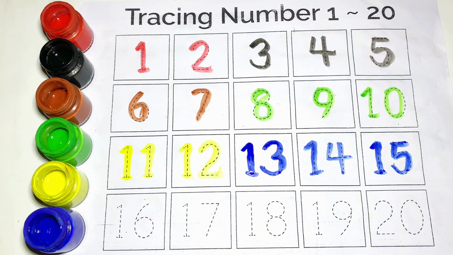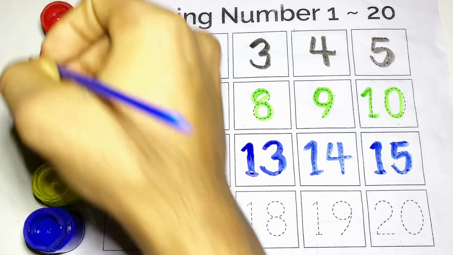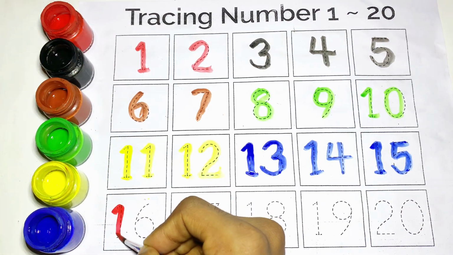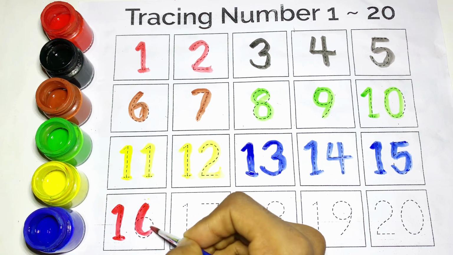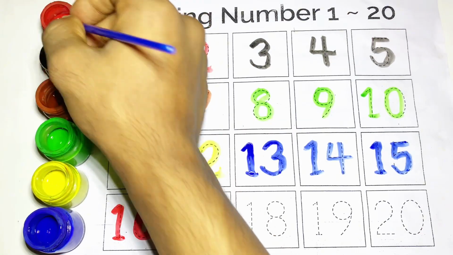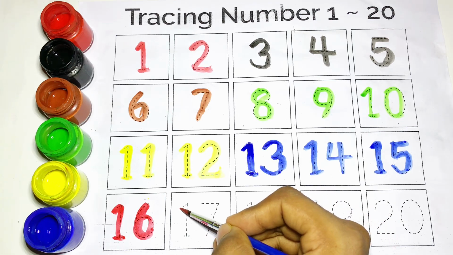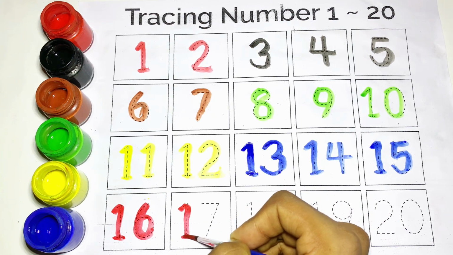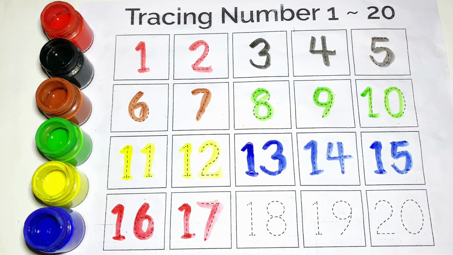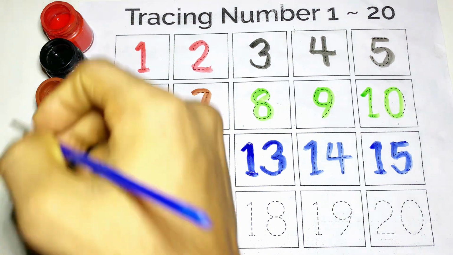Kids, now you draw 16, the numbers of 16, and use red color. Kids, again use red color and draw 17, the numbers of 17. Kids, now you draw 18, the numbers of 18, and use black color.